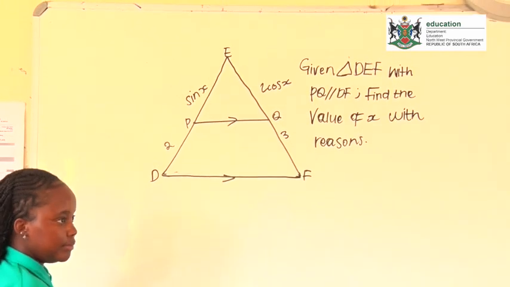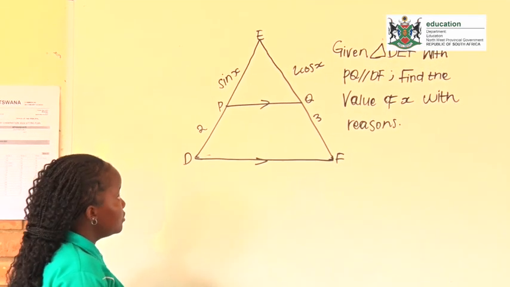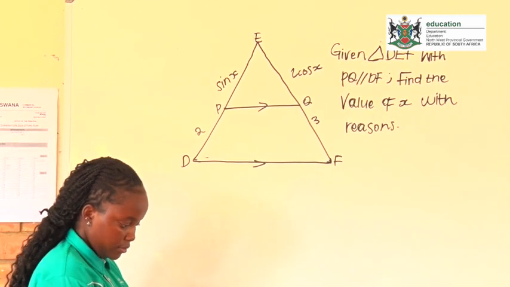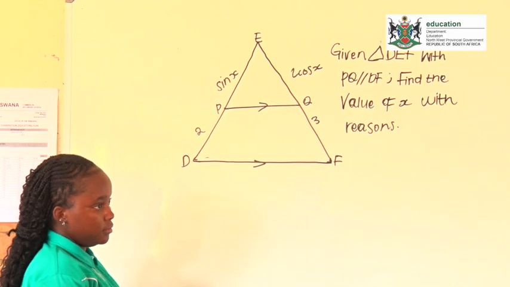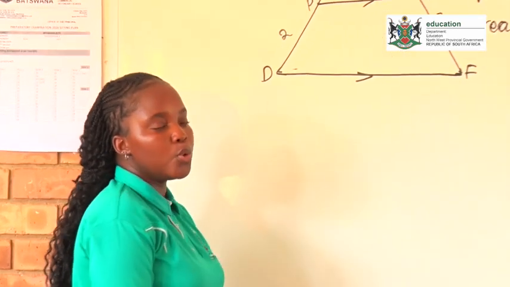Right, candidate Orneilwe, what did Sebalo say about theorem 1 of grade 12? Theorem 1 grade 12 states that line drawn parallel to one side of a triangle divides the other two sides in the same proportion. Let us say it louder, all of us. Line drawn parallel to one side of a triangle divides the other two sides in the same.